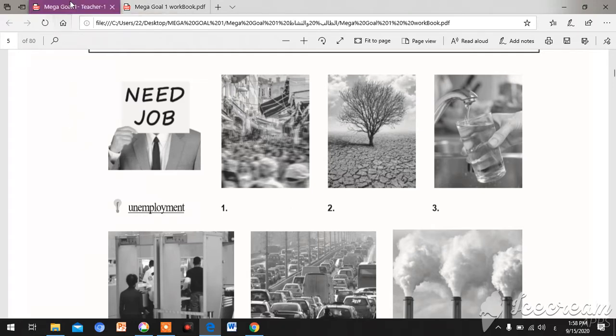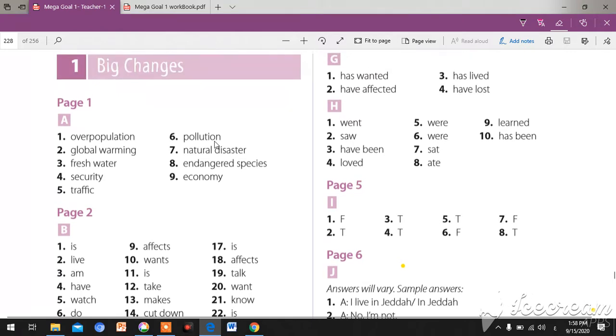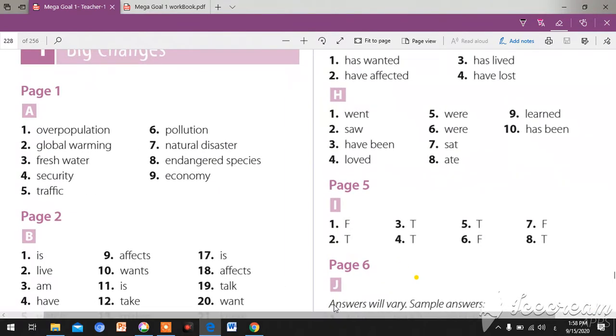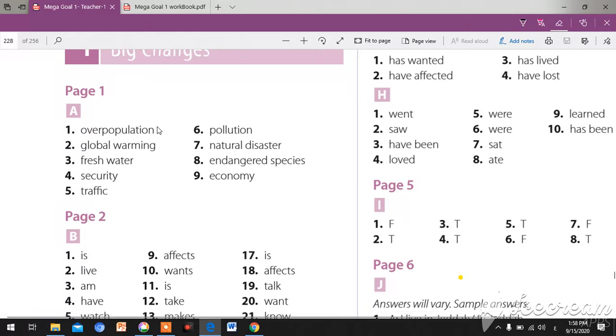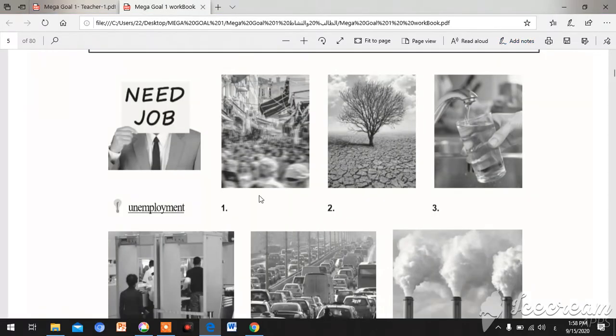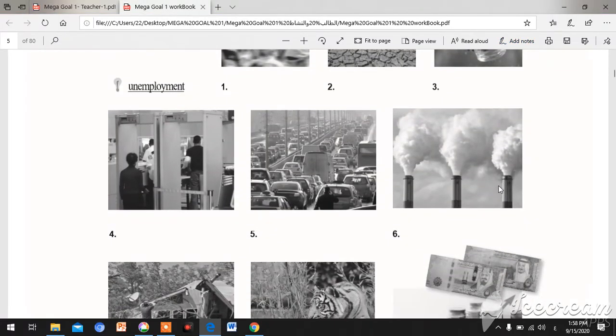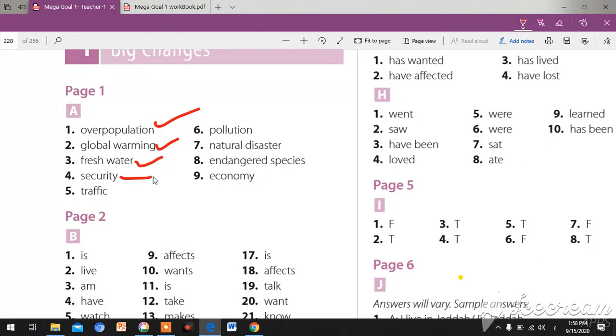Okay, now we will check the other pictures. Write down after me, please. Number one, overpopulation. Two, global warming. Three, fresh water. Four, what can you see here? Security.